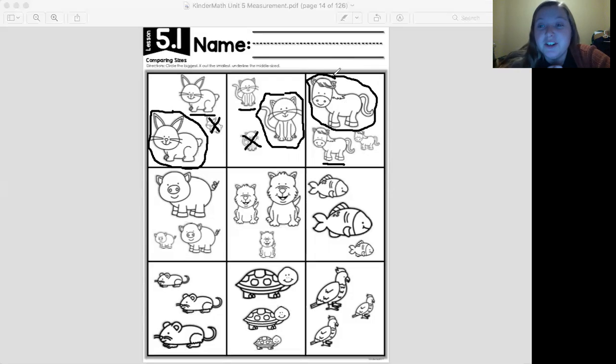And now what you're going to do is put your finger on the smallest horse. Which one's the smallest? That's right, right here. And we are going to cross out the smallest.